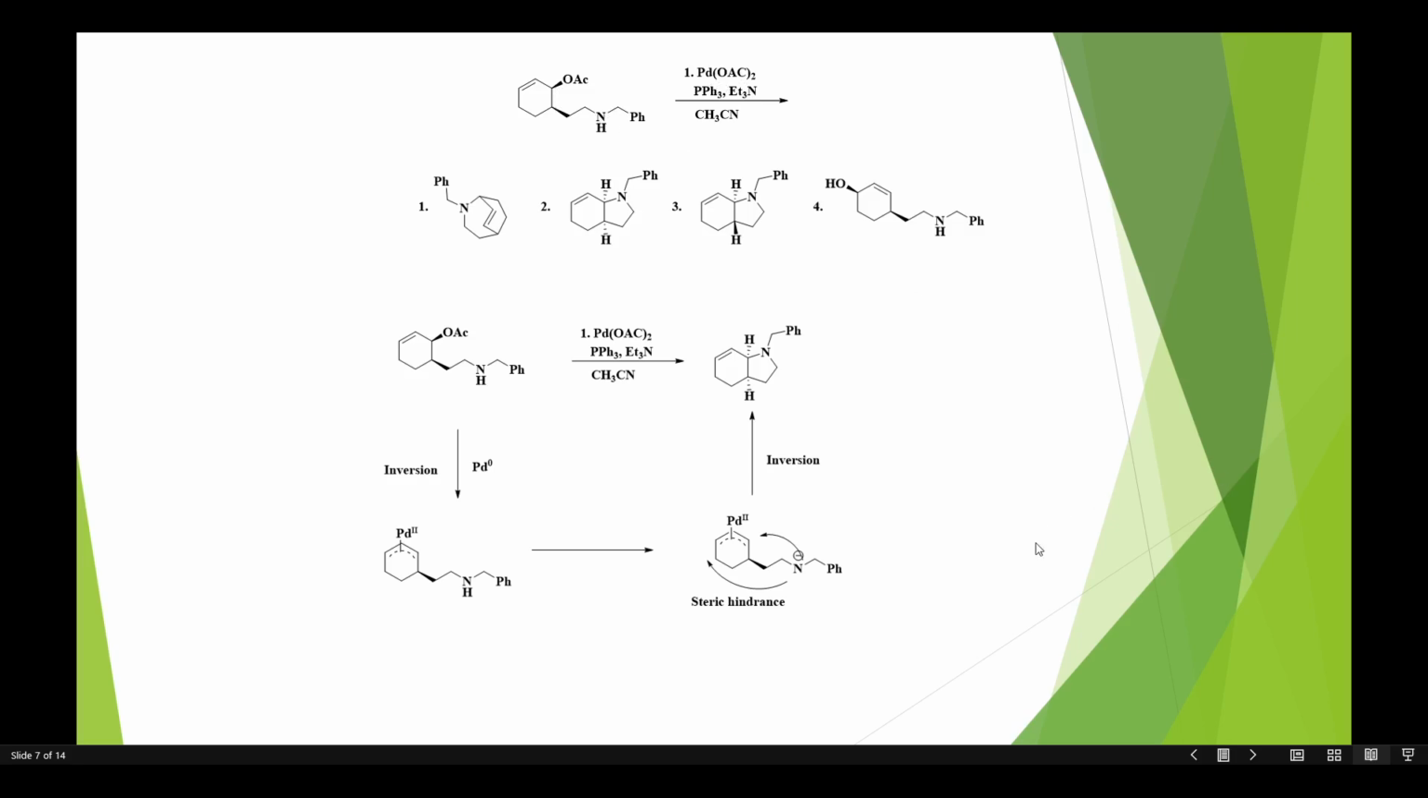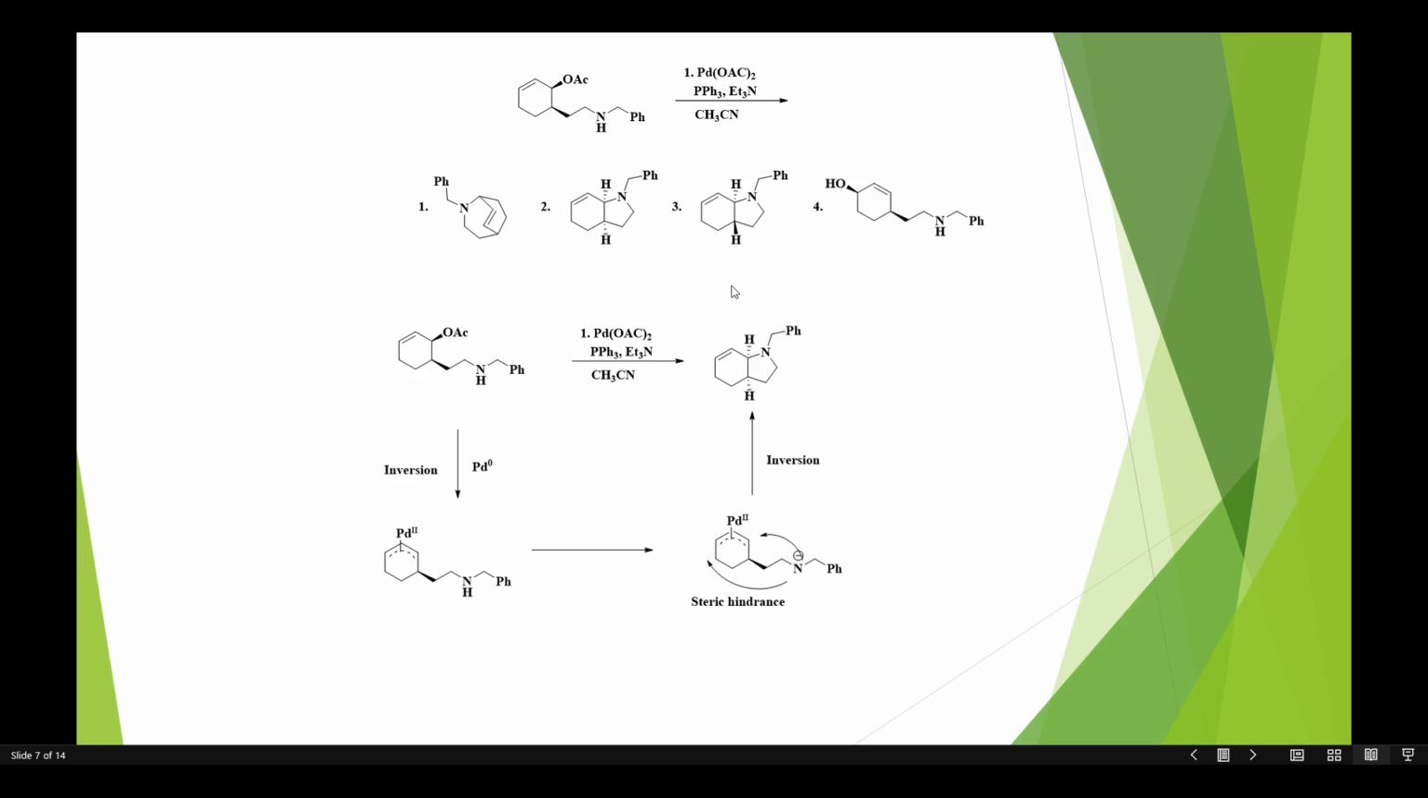Understand? If you don't use palladium, what will actually happen? Then it only undergoes what we call an SN2 reaction, where this nitrogen attacks this carbon. In that case, only one inversion will happen, so the stereochemistry of the product will be the reverse one: in one case we get the cis one, but in the other case we get the trans one.